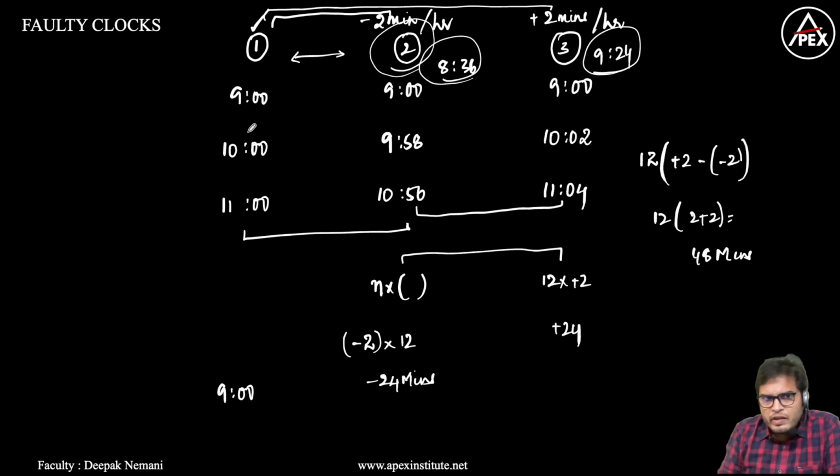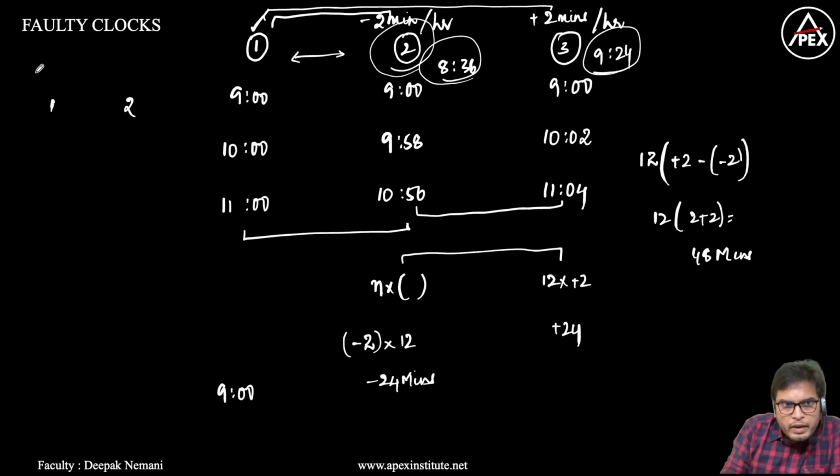Now let me consider a scenario where you have two clocks and each of these clocks is gaining time. Now let this clock be gaining, let us say 2 minutes per hour, and let this clock be gaining 4 minutes per hour.